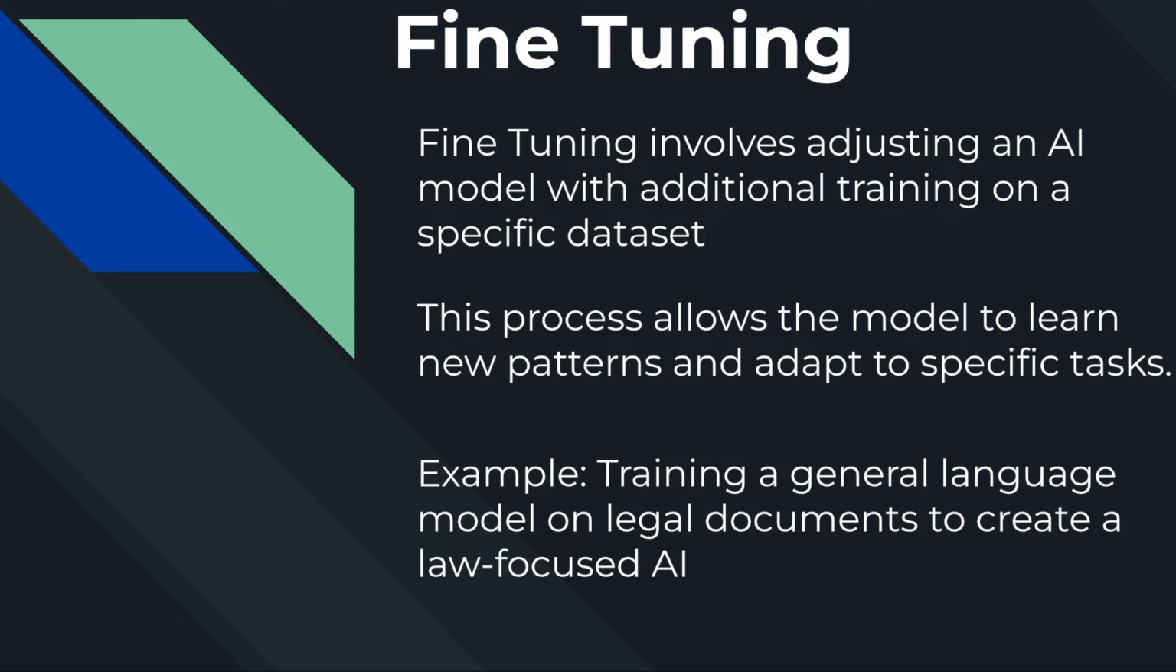Example, training a general language model on legal documents to create a law focused AI. So let's say if you ask any law related questions to ChatGPT, it might give you that answer, but those answers will be very broad and it might not have really good facts in that. But if you train your AI model to specifically answer law related questions, and you train your model to avoid any hallucination, then it won't give you any wrong answers without any facts. So that's where you can use fine tuning.